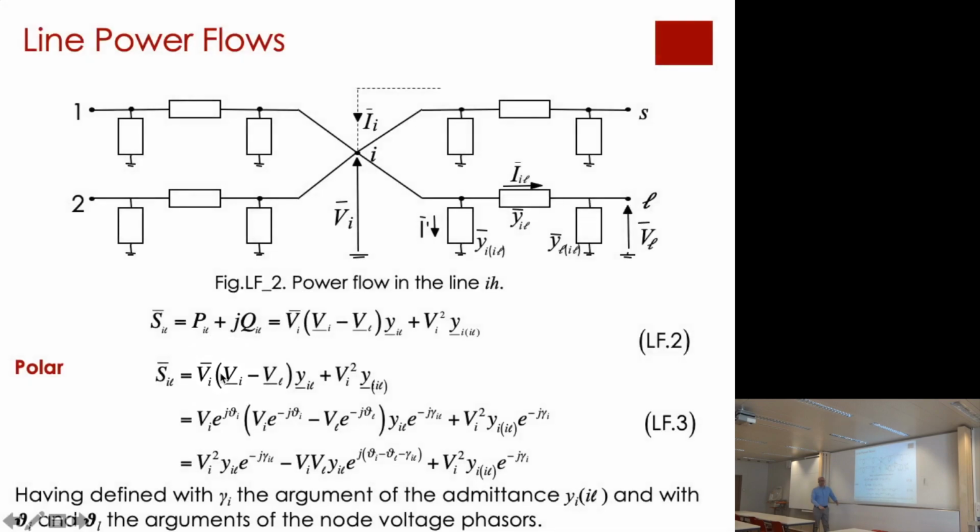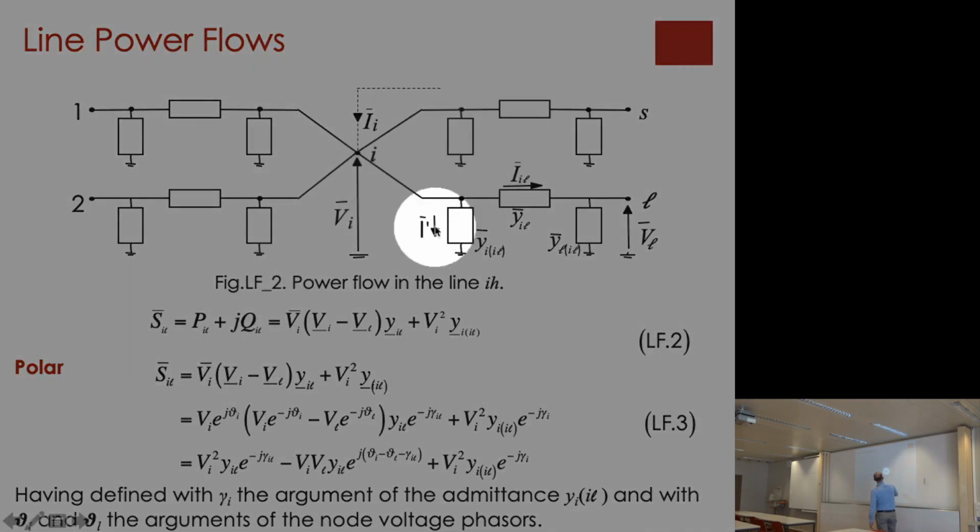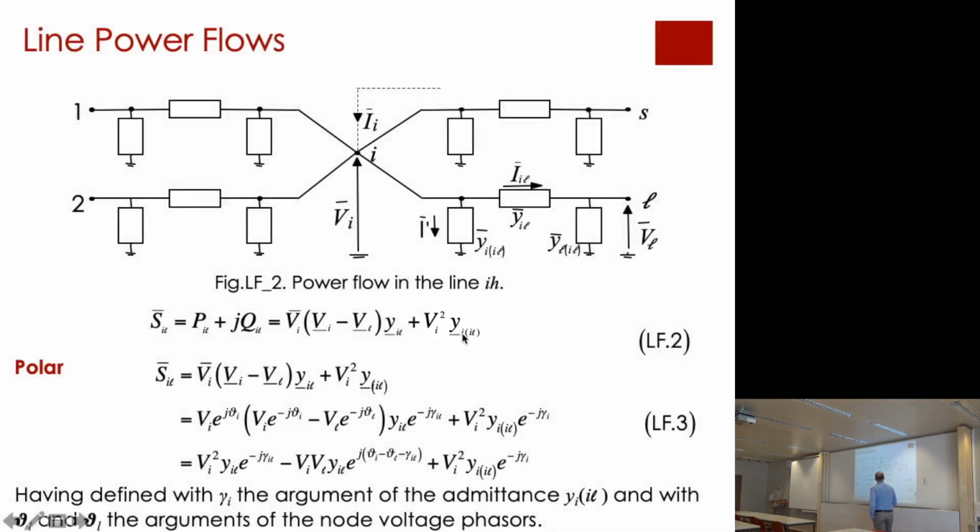So that's the definition of power, plus the power which is flowing through these shunt admittances. Okay, so the power flowing from I to L is equal to the power flowing through this admittance plus the power through the longitudinal admittance plus the power flowing through the shunt admittance IIL. And the power flowing through this shunt admittance is straightforward, it is just VI squared times YIIL conjugated. Okay, so this is how we compute the flows of power through the lines.